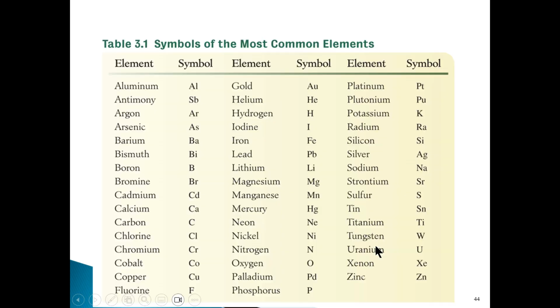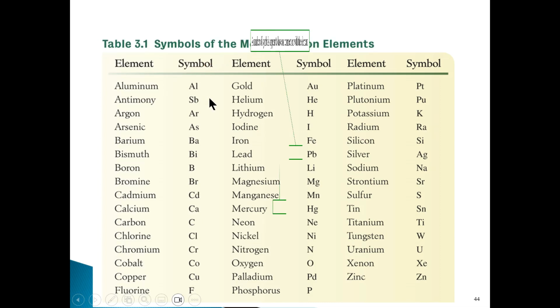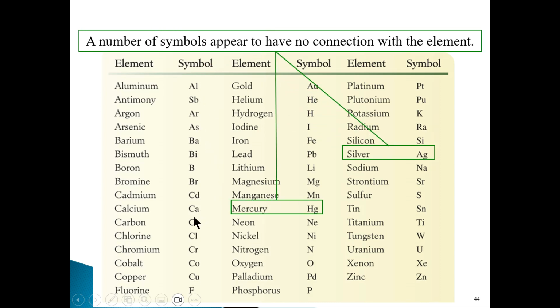All right, so these are just examples of the symbols for different elements, as you can see here on this slide. So some of them are one letter examples, and in some cases what you'll find is that most of them will have the same letter, especially the initial part, as the name of the element. So Al for aluminum and I for iodine. All right, but there are other instances where there seems to be no connection between the symbol and the name of the element itself, such as Hg for mercury and Ag for silver.